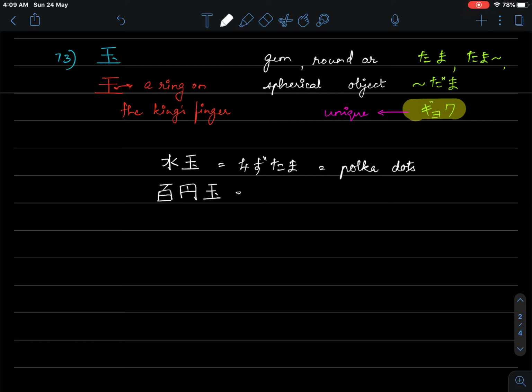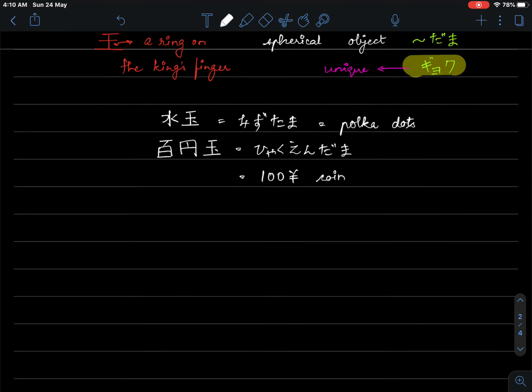I hope you remember what the kanjis are. It will be read as Hyakuendama. The meaning of the first two kanjis is 100 yen, and you're talking about a round or spherical object of 100 yen. So what could it be? It's a coin, right? 100 yen coin. Let's have a look at the next word.